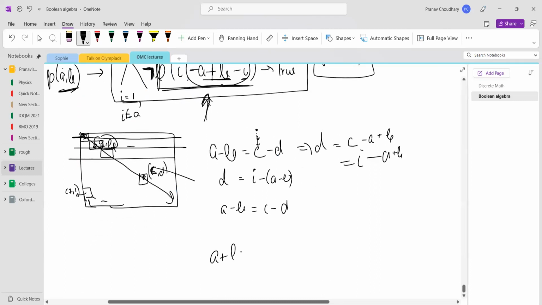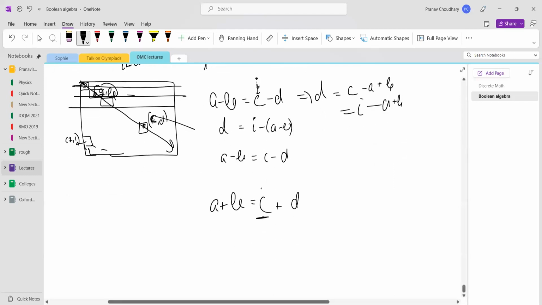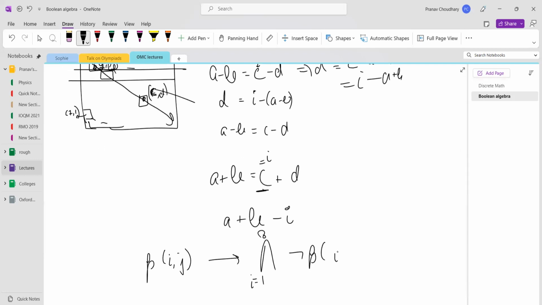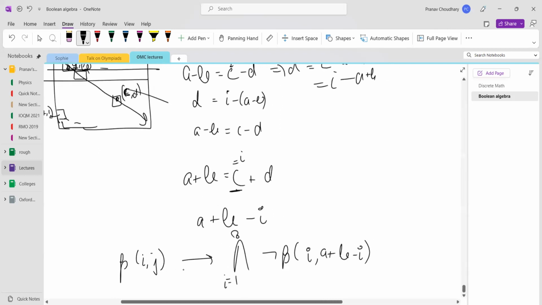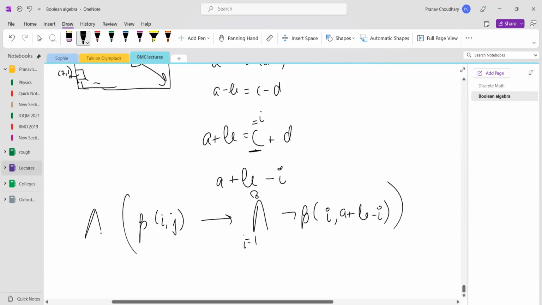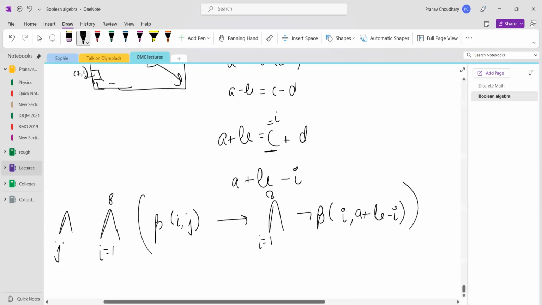Okay. And similarly, we do this for the other diagonal. The condition for the other diagonal is that the sum of the coordinates is preserved. So if we have c equals i, then we'll get d as a plus b minus i. So we check p(i, j) must imply, and i goes from 1 to 8, not of p(i, a plus b minus i). And this whole thing should go over all the cells.